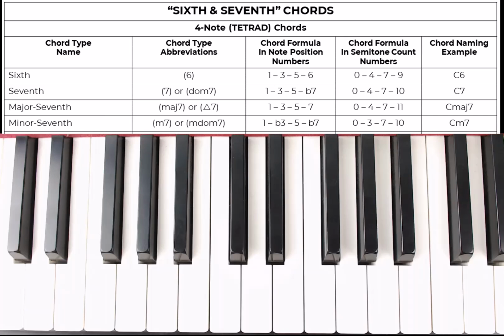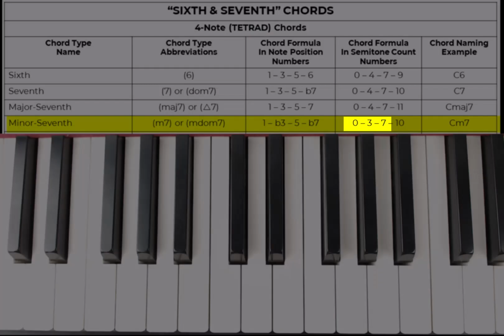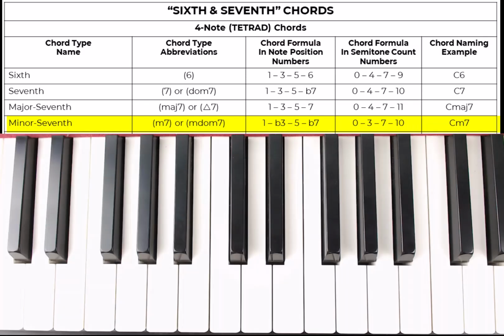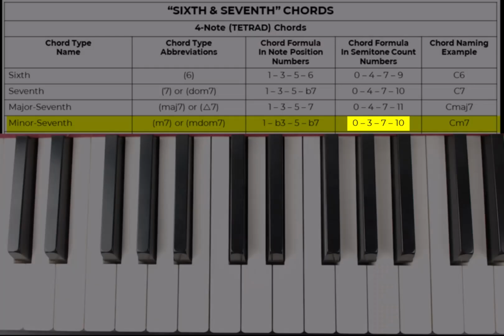Now, the rest of the 7th chord types are just hybrids of what we've already learned. For example, the minor 7th, which I just did a second ago, contains the minor triad notes rather than the major triad notes, and then in addition the flat 7 or the semitone 10 count. Said more simply, the minor 7th chord formula in semitone counting is always 0, 3, 7, 10.